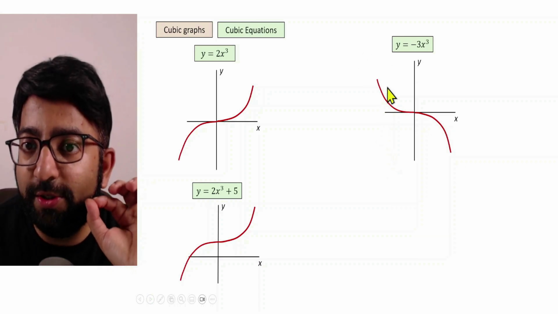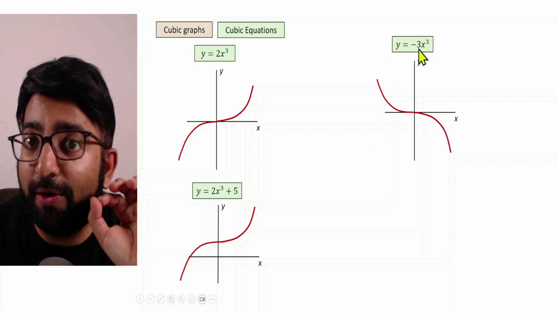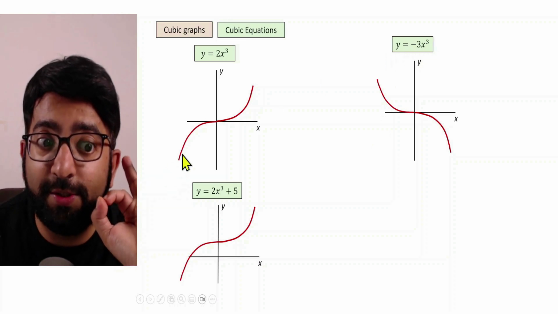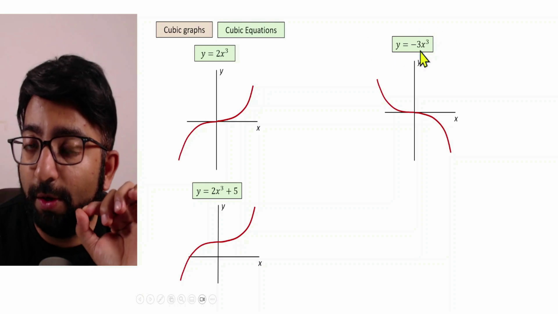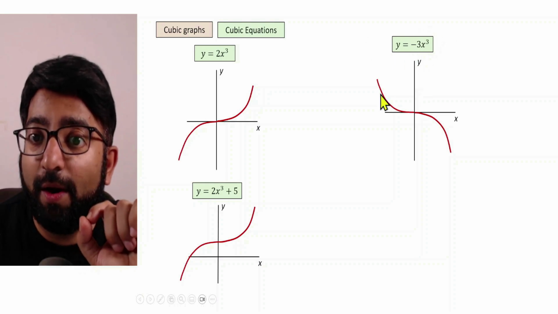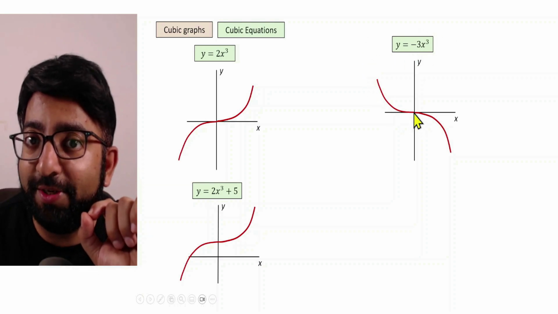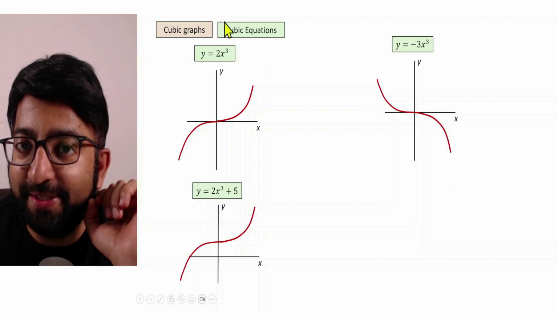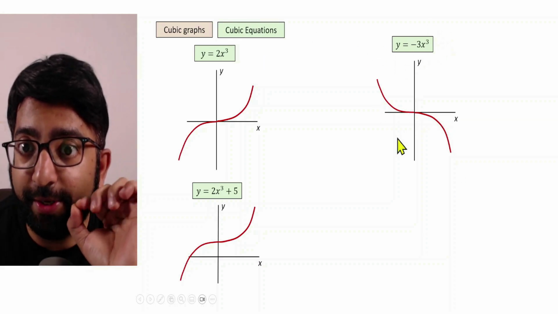So all we need to do is just focus on what is in front of x cube. If it is positive, then the graph starts from the bottom. If the coefficient of x cube is negative, then the graph starts from the top, crosses the origin and goes towards the bottom. Now let us consider another variation of this equation.